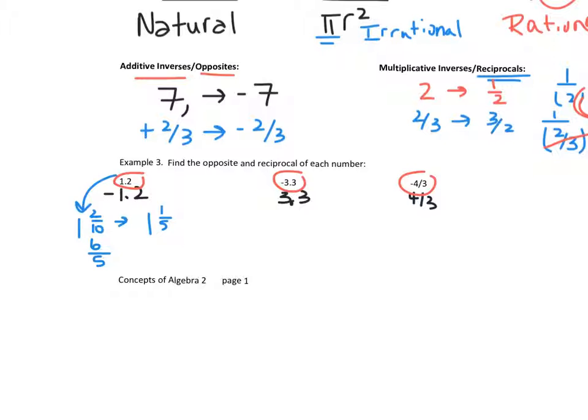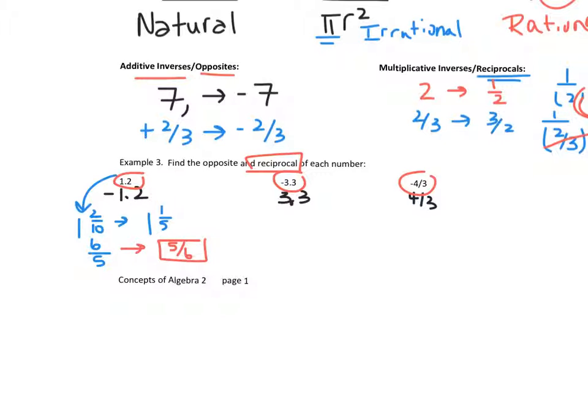So I've done all this work so far, and I've yet to find the reciprocal. But the reciprocal is when you flip the fraction over, so it's going to be 5/6. So the reciprocal of 1.2 is 5/6. And you can check this by multiplying 1.2 times 5/6, and you'll get 1.